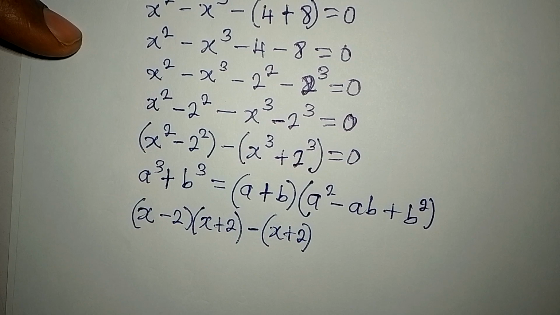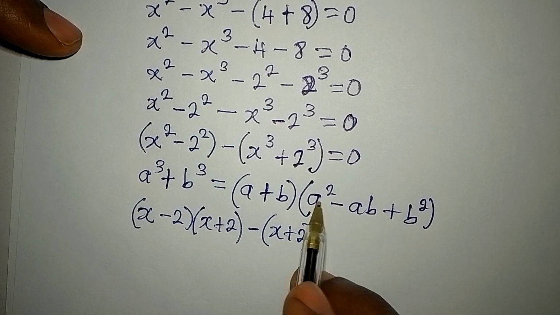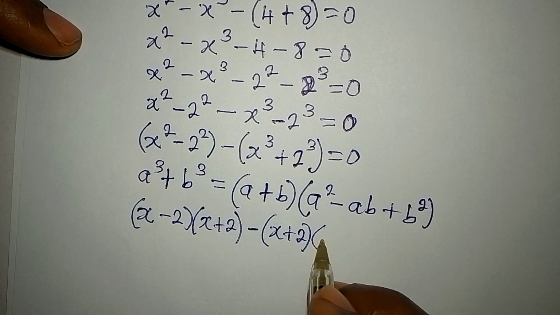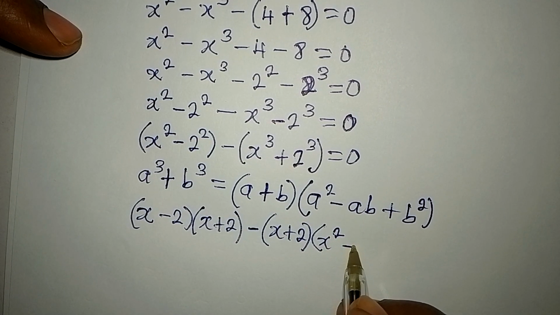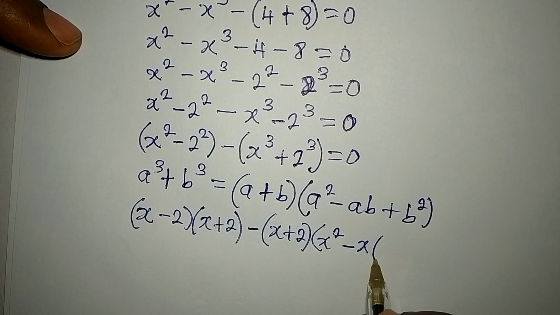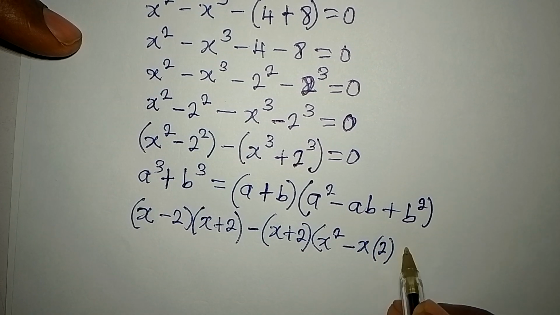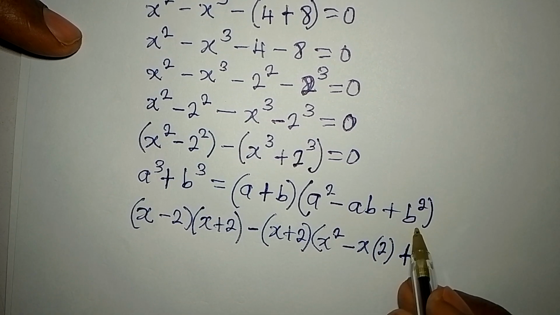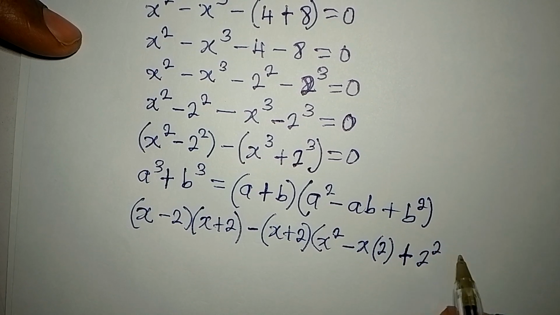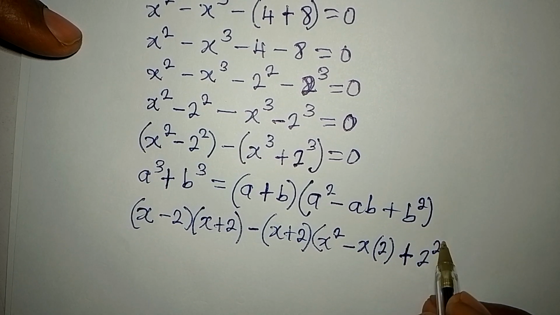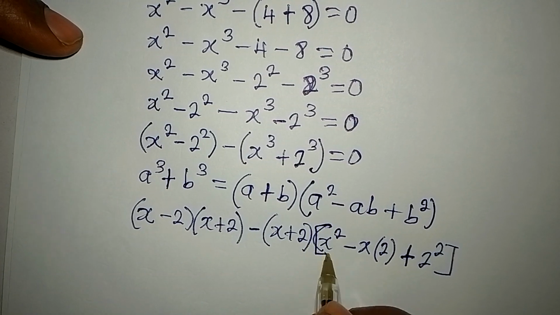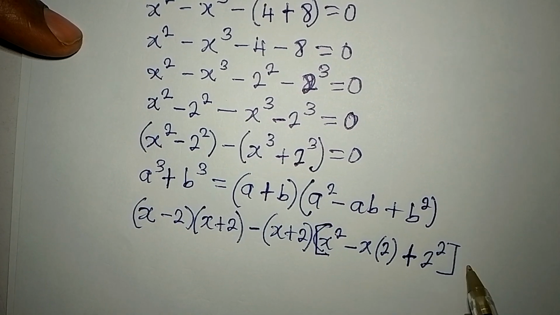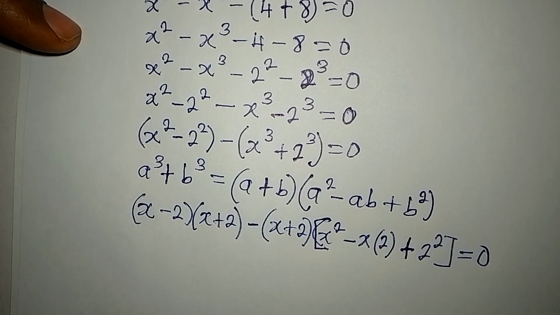Then we go straight to what we have here. Our a is still what? Our a is x, so we have x squared minus a, which is still x, then multiply by b. Our b is 2. Then plus b squared, that will be 2 squared. So we can now close this. I have to use different brackets. So we use this and then equate this to 0.